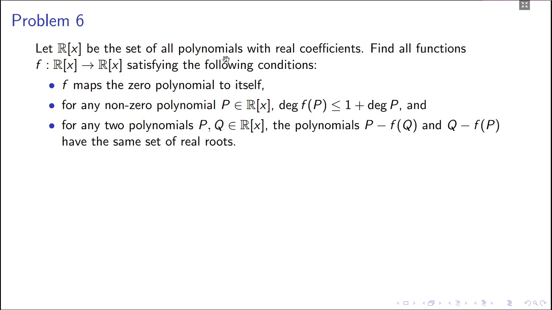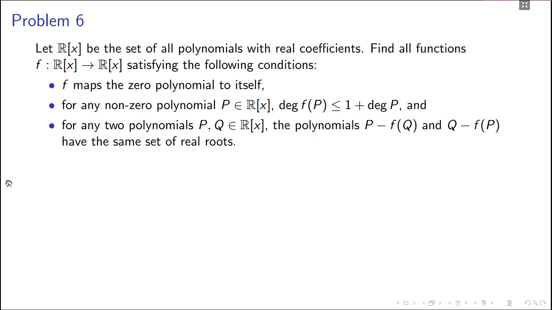It says Rx is a set of polynomials with real coefficients. Find all functions f from Rx to Rx satisfying the following conditions. First, f maps the 0 polynomial to itself, so it maps 0 to 0. Second, for any non-zero polynomial p, degree of f of p is less than or equal to degree of p plus 1. So if p has degree n, then f of p has degree n plus 1 or less. And third, for any polynomials p and q, p minus f of q and q minus f of p have the same set of real roots.